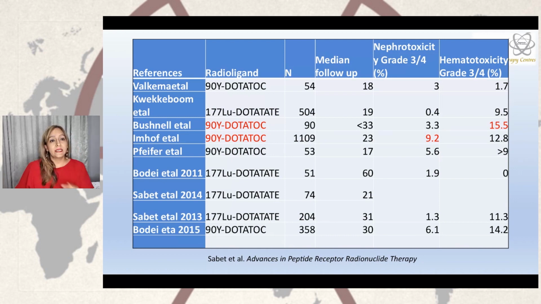In certain centers, yttrium-based PRRT is available, and you can clearly see the difference between lutetium and yttrium in terms of toxicity. The yttrium outweighs the lutetium and is the more toxic.